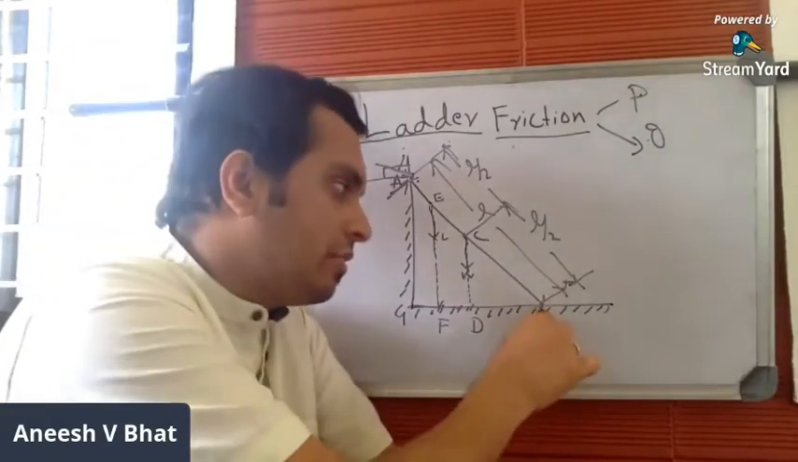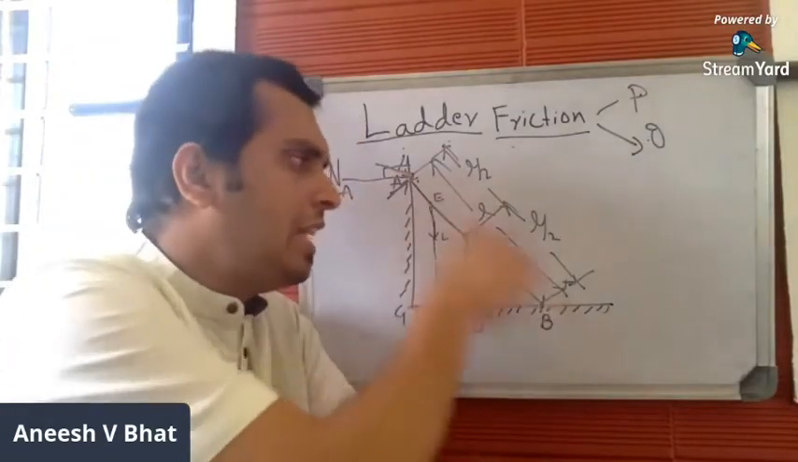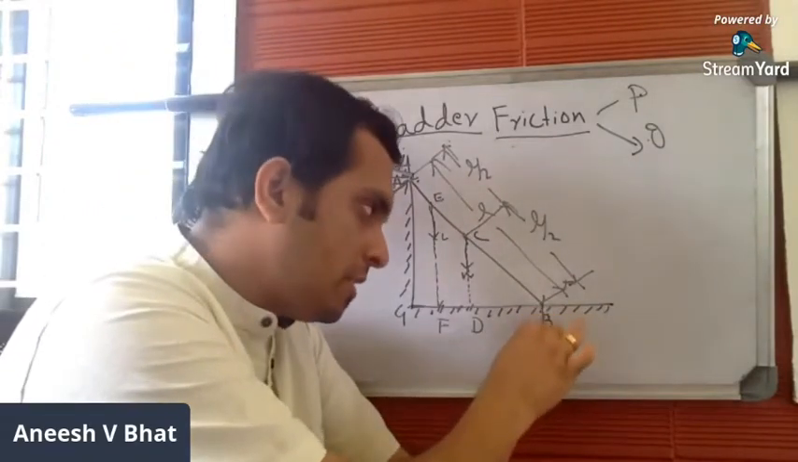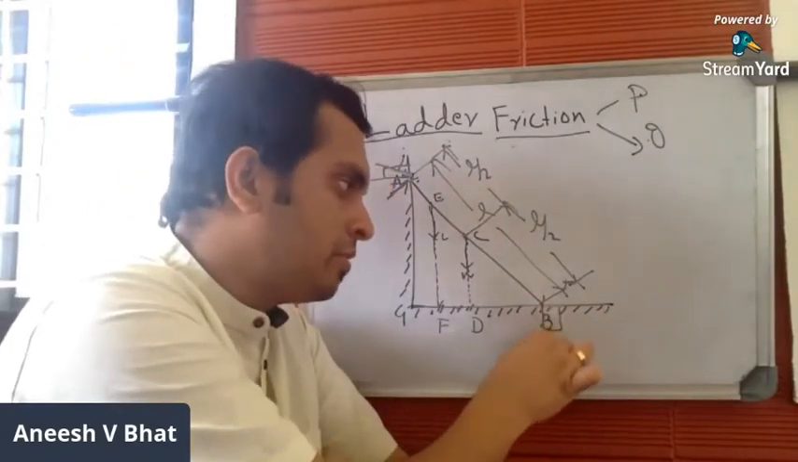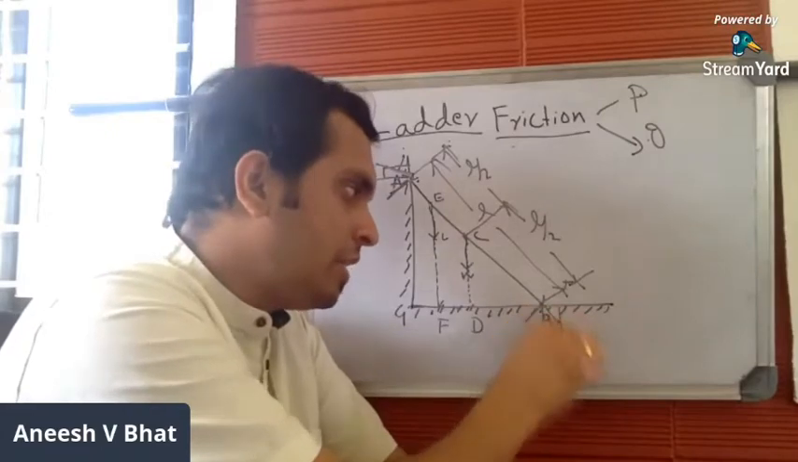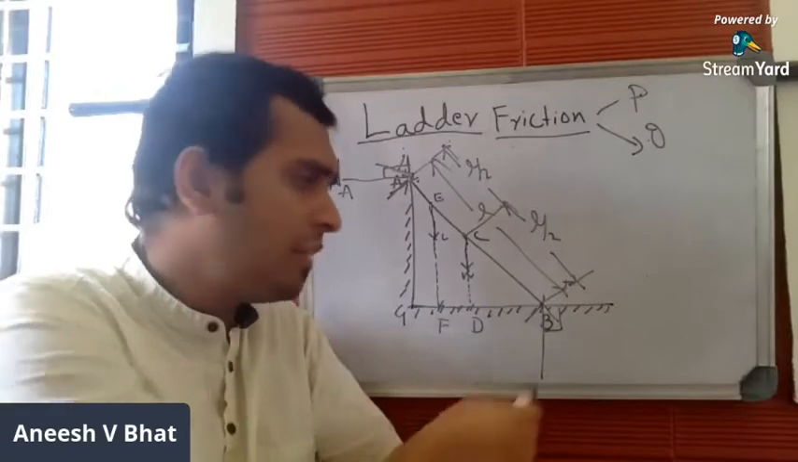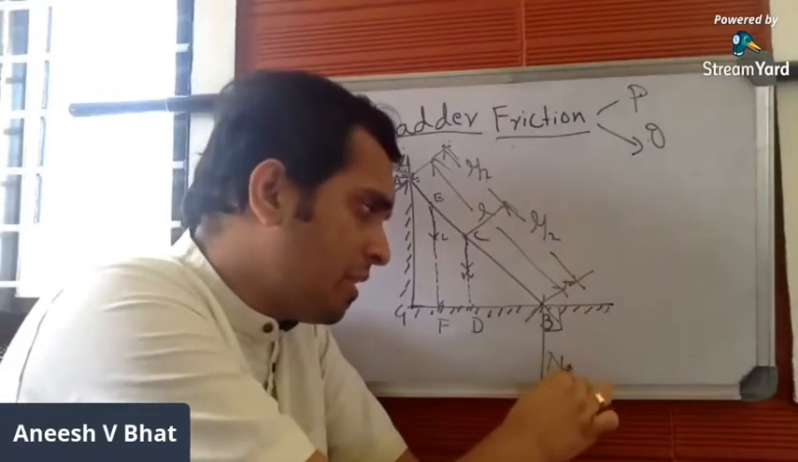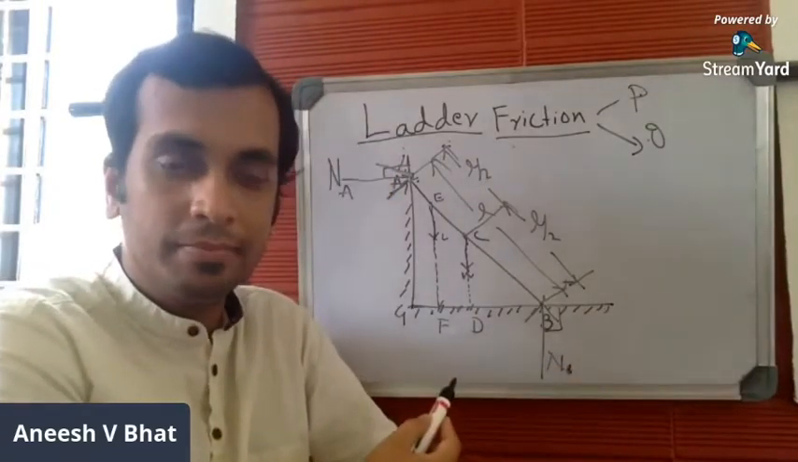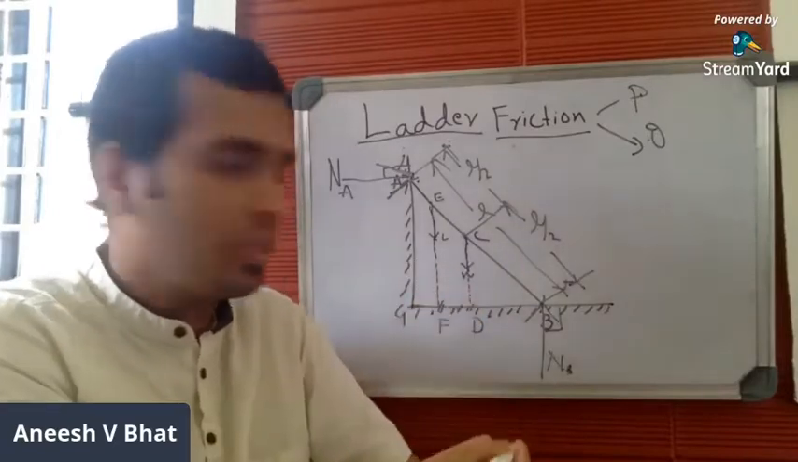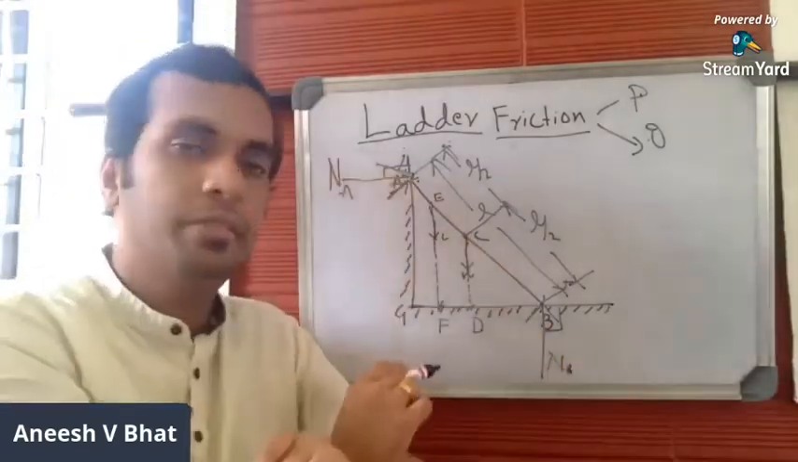Similarly, the ladder is in contact with the floor as well, so normal reaction will be offered by the floor. Again, the normal reaction offered by the floor should be perpendicular to the floor, directed towards the body, and should act exactly at the point of contact between body and the surface, which is B. So let me mark this as normal reaction about B, NB. You can indicate it in any way. I'll be writing it as NB.